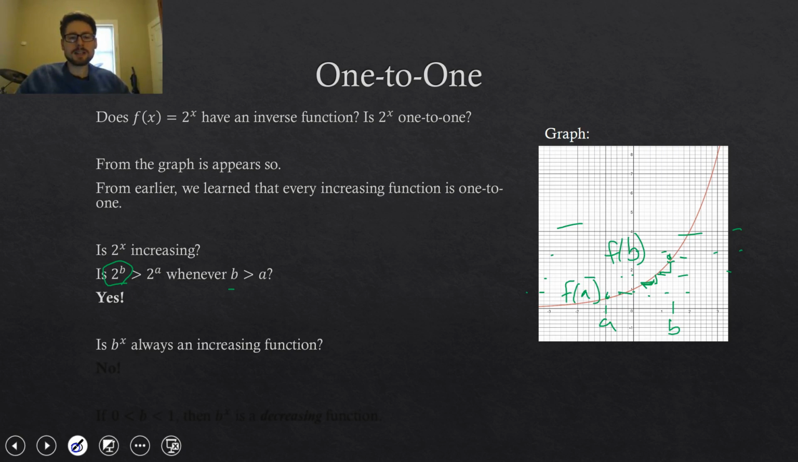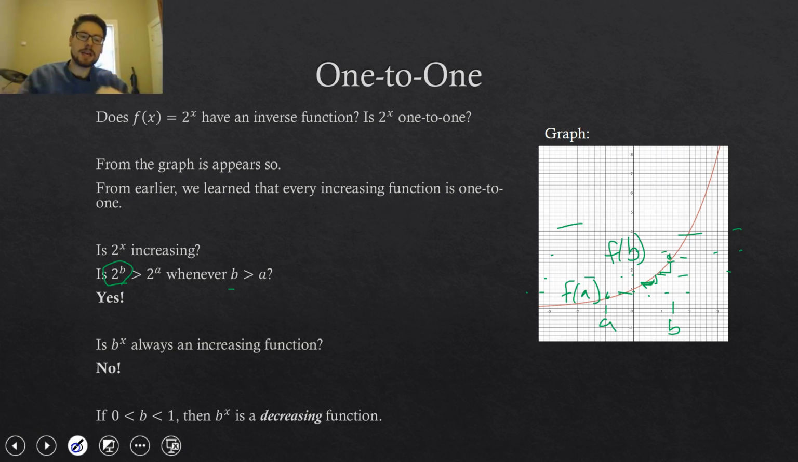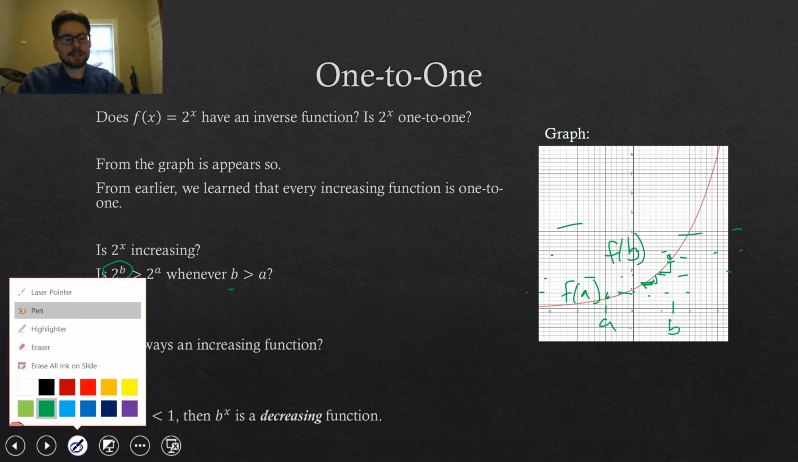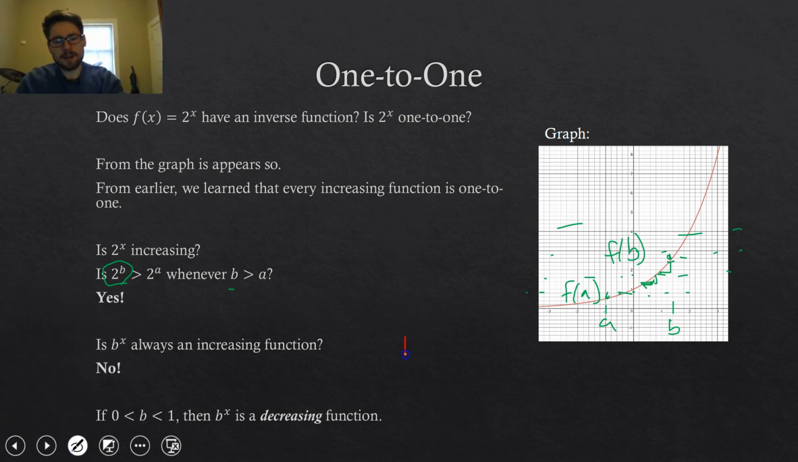Is it always increasing? Well, I'm talking about 2 to the x right now. Is b to the x always an increasing function? And the answer to that is no. It doesn't have to be an increasing function. It can be a decreasing function. And it's decreasing if b, the base of our exponential, is between 0 and 1. So if the base is, for example, 1/2, if we were to do 1/2 to the x power, then it would be kind of the flip of this graph.